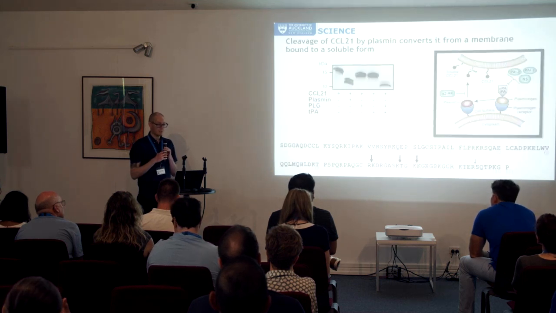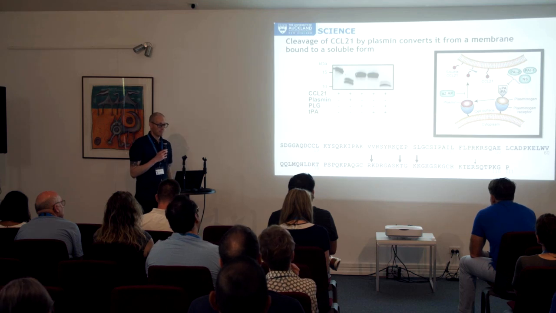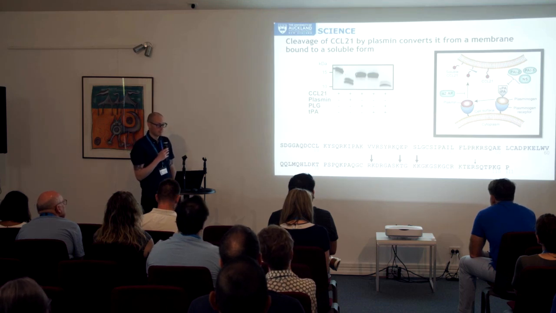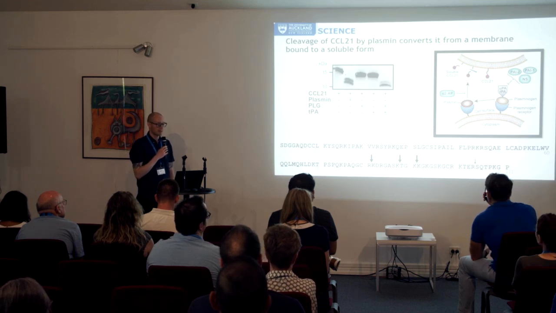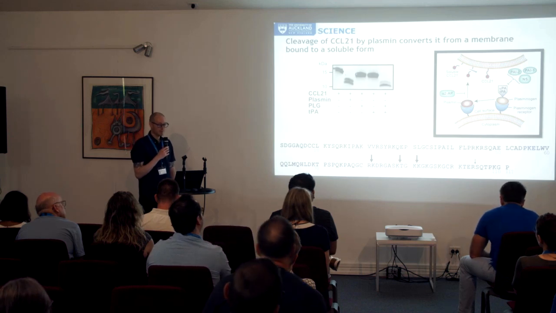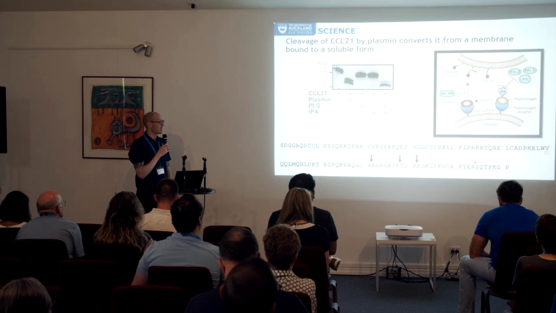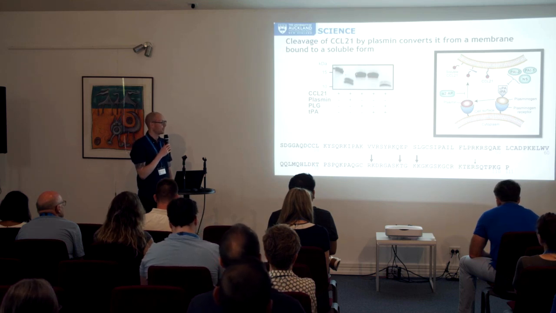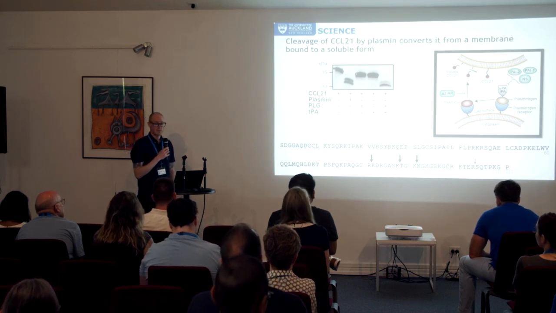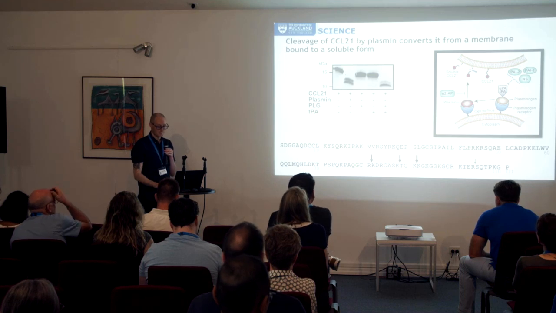And we found that plasmin can cleave CCL21 pretty specifically. So on Western blot you can see a smaller band appearing when CCL21 is incubated with plasmin or plasminogen and TPA. And using mass spec, we actually found the main cleavage sites in CCL21 that remove this positively charged tail of CCL21.